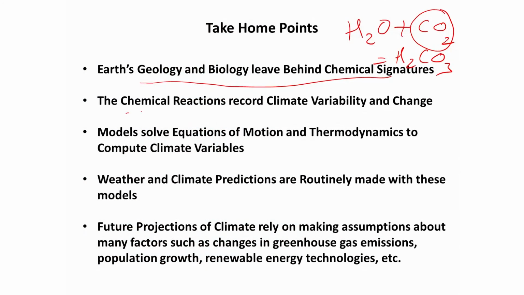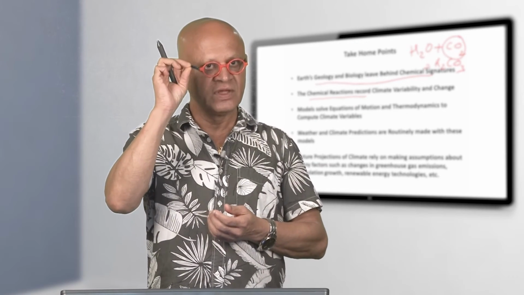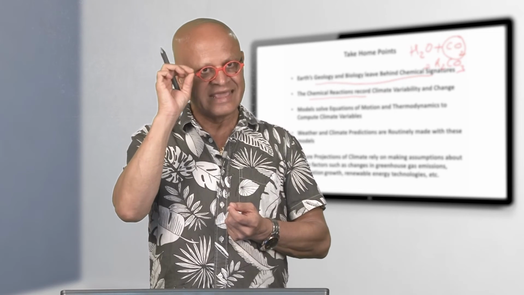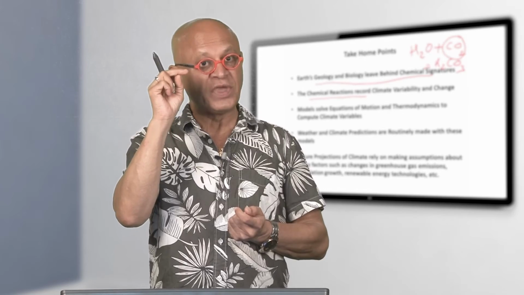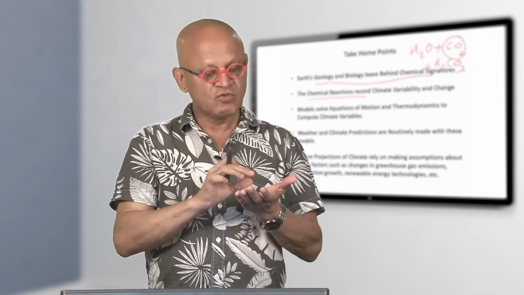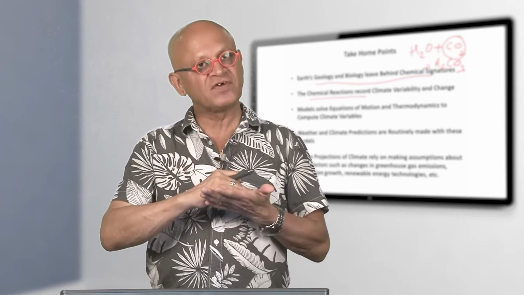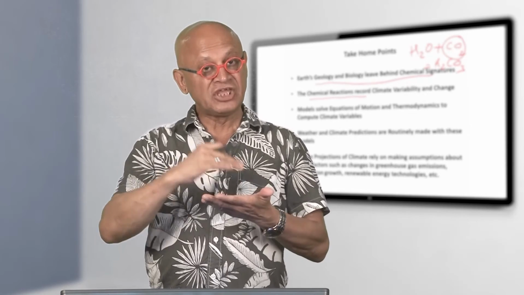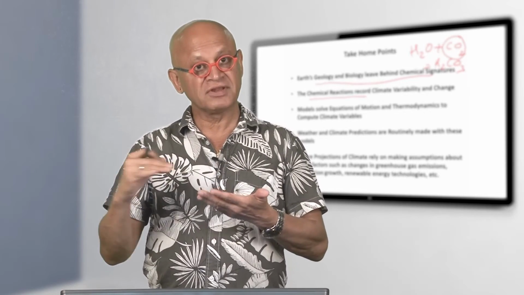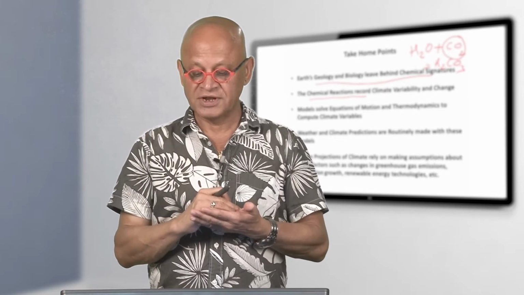So the chemical reactions record climate variability and change. Corals, as I said, have striations or layers that can be as finely resolved as a week. So if you have a few years of coral data, you can look at the data and infer monsoon variability over the Holocene, El Nino variability over the Holocene. We haven't defined what El Nino is. We will do that later, but I'm sure some of you have already heard about it.